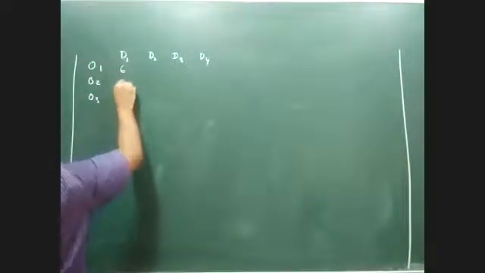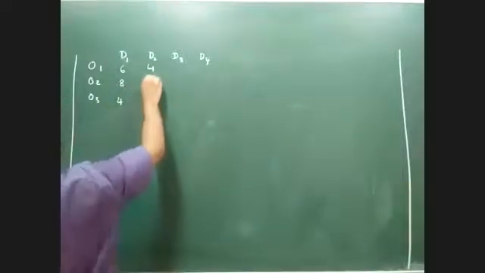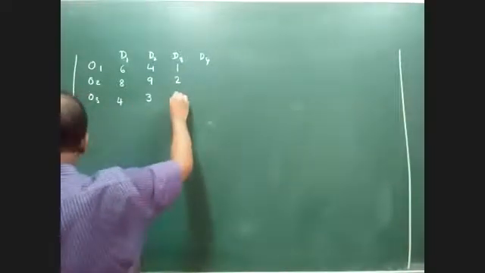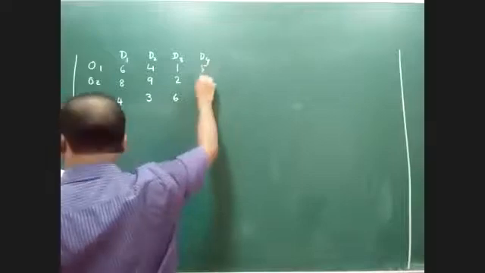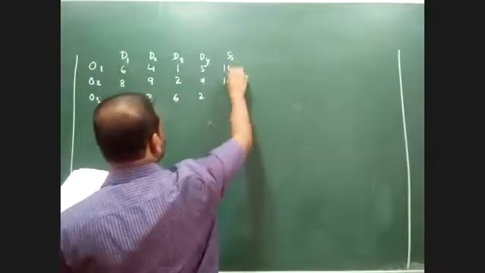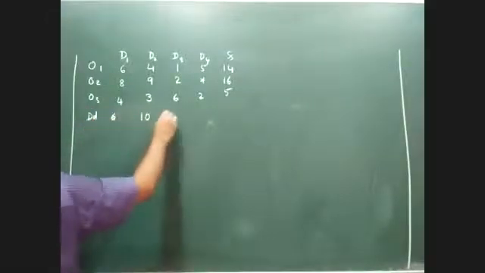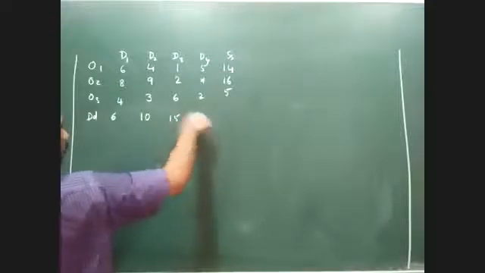The costs for D1 are 6, 8 and 4. D2 values are 4, 9, 3. This is 1, 2, 6 and this is 5, 7, 2. The supply values are given as 14, 16 and 5. And the demand values are given as 6, 10, 15 and 4. So this is the question.